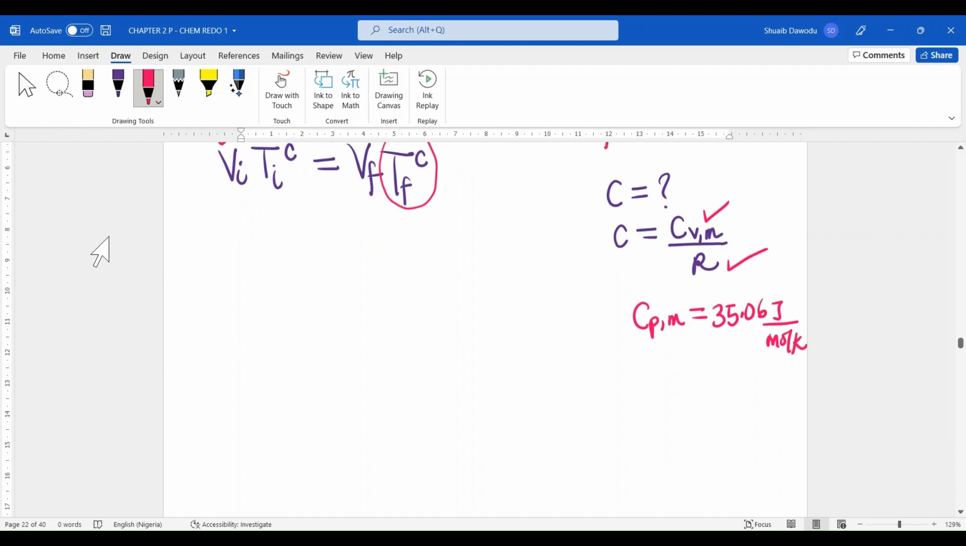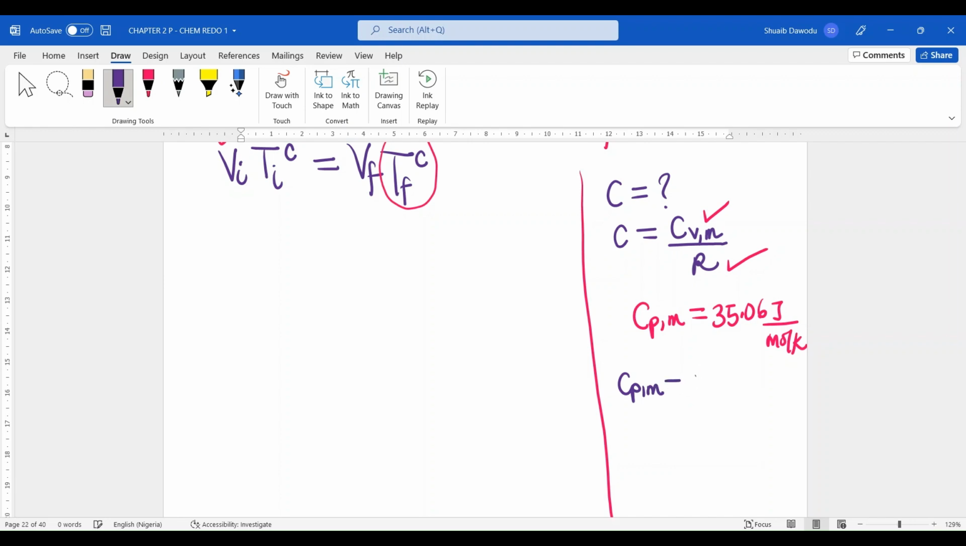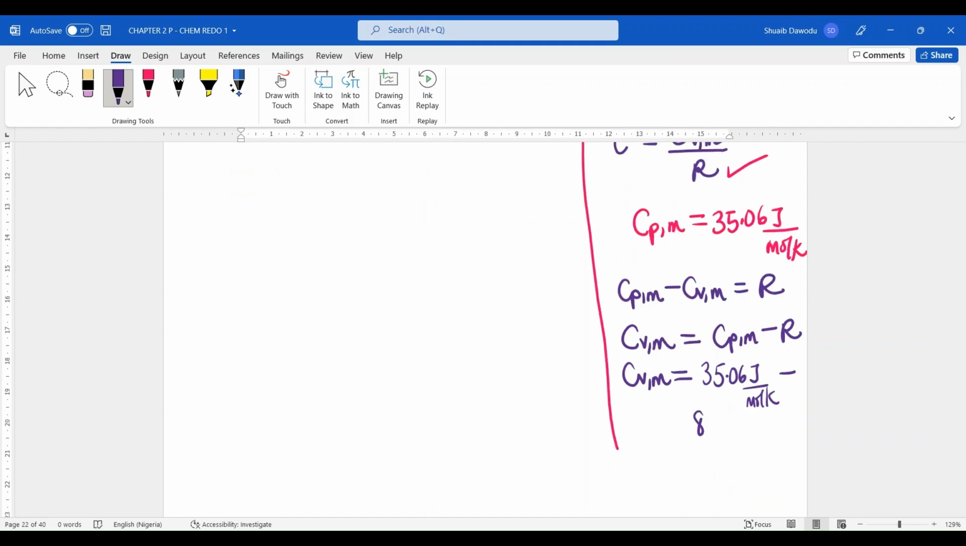Now you may be wondering, why are you dealing with C_P,m when we're supposed to be dealing with C_V,m? It's very simple. When you have your C_P,m and your gas constant, you can determine C_V,m. C_P,m minus C_V,m is equal to R. We know C_P,m, and we know the gas constant 8.3145, so we can determine C_V,m. C_V,m equals C_P,m minus R, which is 35.06 joule per mole Kelvin minus 8.3145 joule per mole Kelvin.